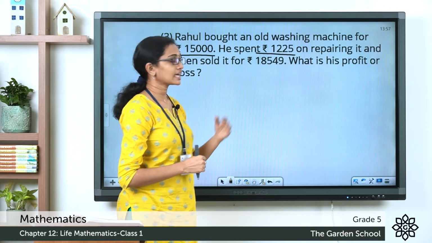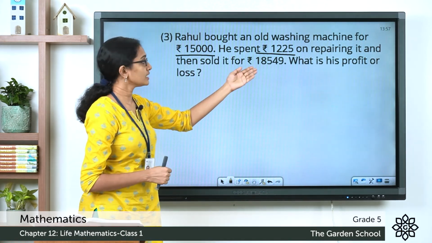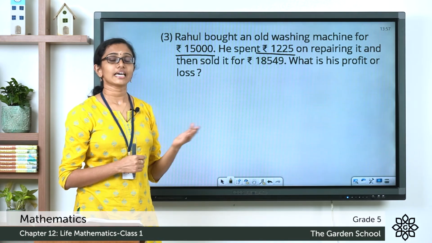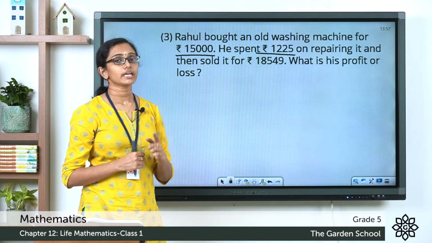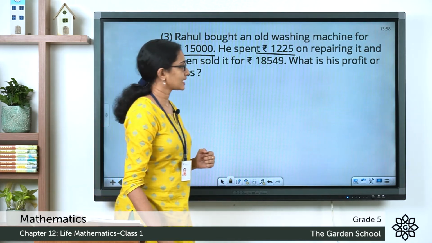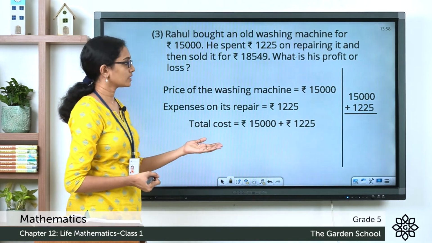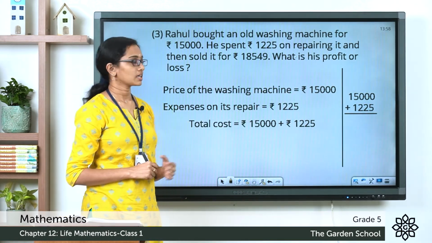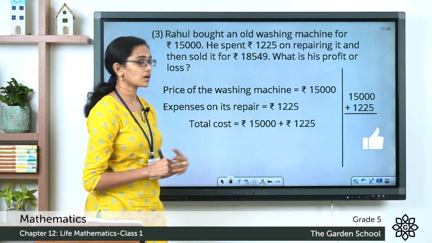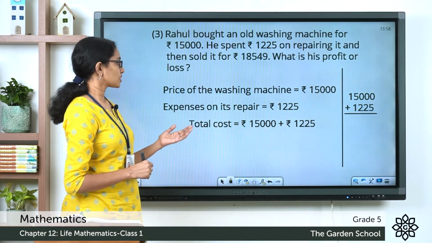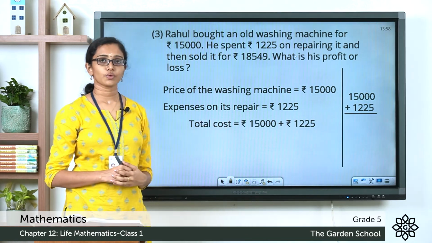And this is the selling price. So which is more, the buying price or the cost price or the selling price? The selling price is more, so definitely he would have made a profit there. So let's see the steps. See, the price of the washing machine is equal to rupees 15,000 and the expenses on its repair is equal to rupees 1,225. So the total cost is equal to rupees 15,000 plus 1,225.